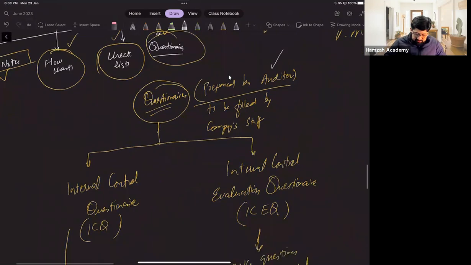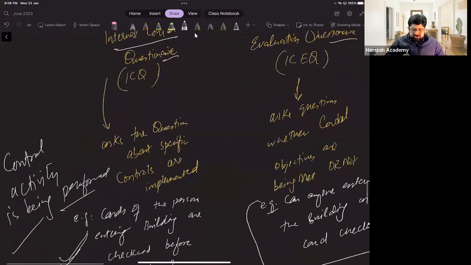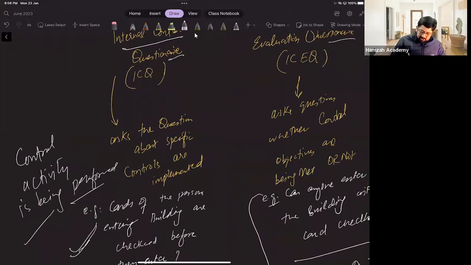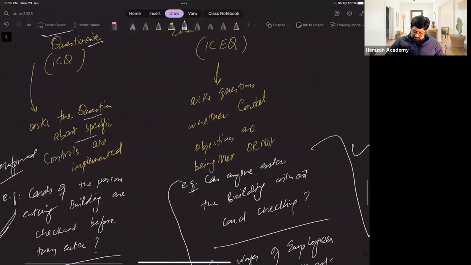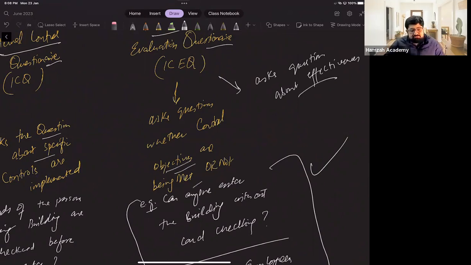So questionnaires are of two types: internal control questionnaire, ICQ, and internal control evaluation questionnaire, ICEQ. Now, ICQ asks questions about specific controls, whether they are present or not. And ICEQ talks about the effectiveness of control. Now, what does effectiveness mean? Effectiveness means whether controls are achieving their objectives or not, in fact, the purpose for which they are implemented.